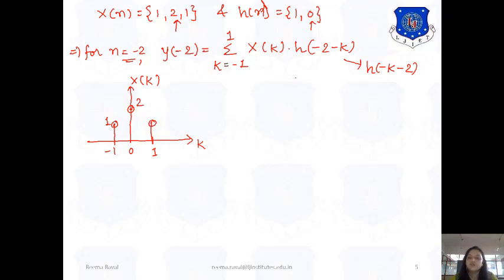Okay. Now to get the graph for h of minus k minus 2, we need to first plot h of k, and from that we will plot h of minus k, and then we will delay it by 2 samples. Okay. So first of all, let us plot h of k. So h of k is the values given to you according to h of n, where at instant 0 the value is 0, at instant -1 the value is 1.